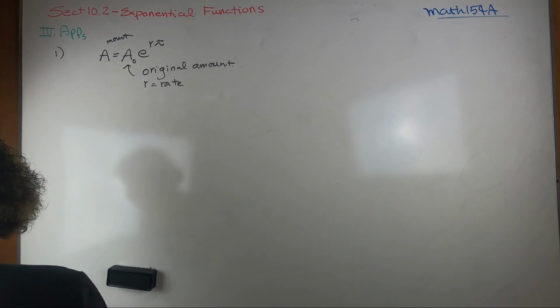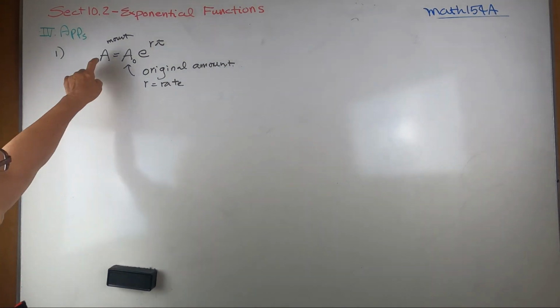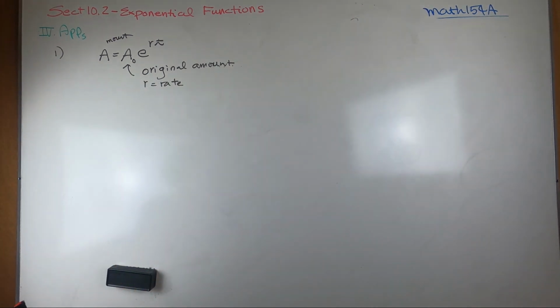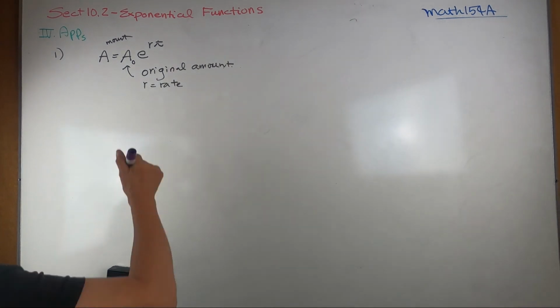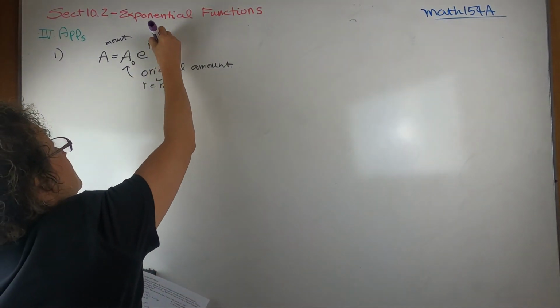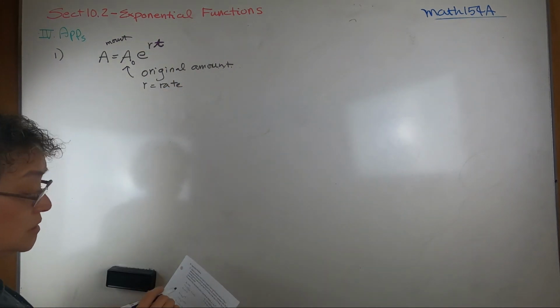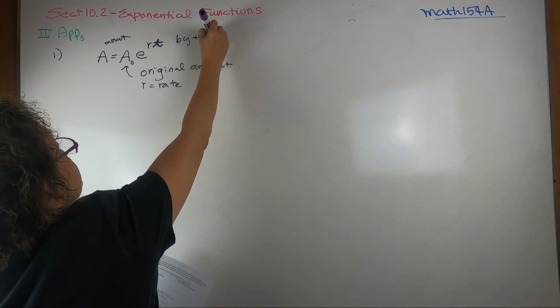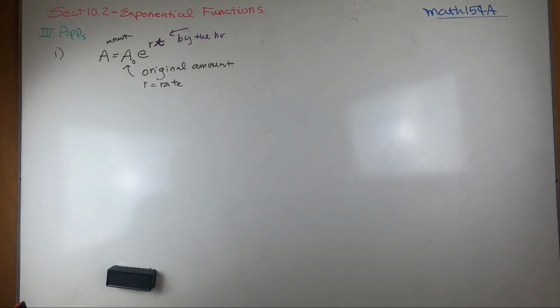So where's your variable? You need to identify your variable first. The amount grows according to the time, right? 25% every hour. So the time is your variable. Okay? According to this one, it's by the hour, right?